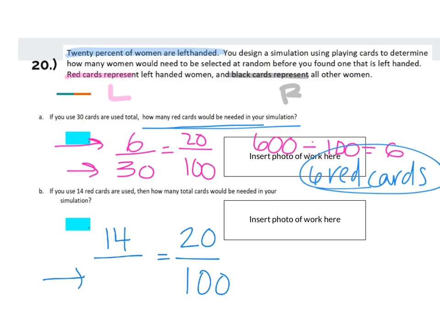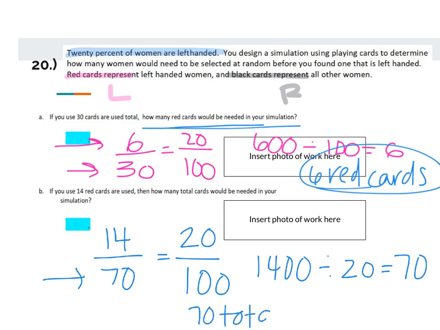So 14 times 100 would be 1400. Divide by what's left, that's 20, which would give us 70. So we would need 70 total cards if 14 of them were going to be red to make it represent 20% of the population, which would be left-handed. So 70 total cards.